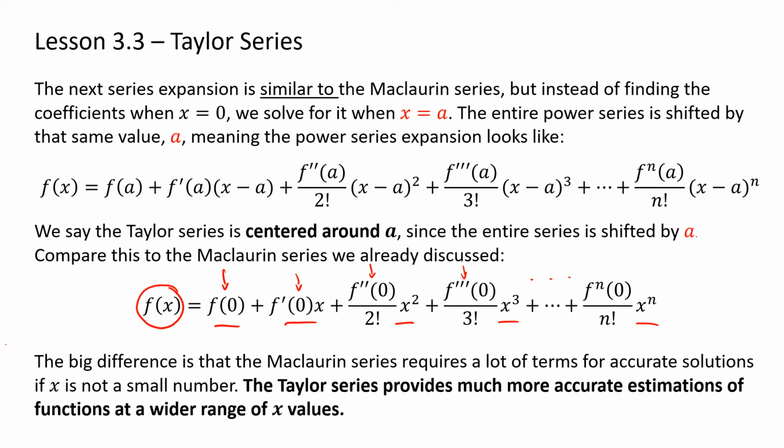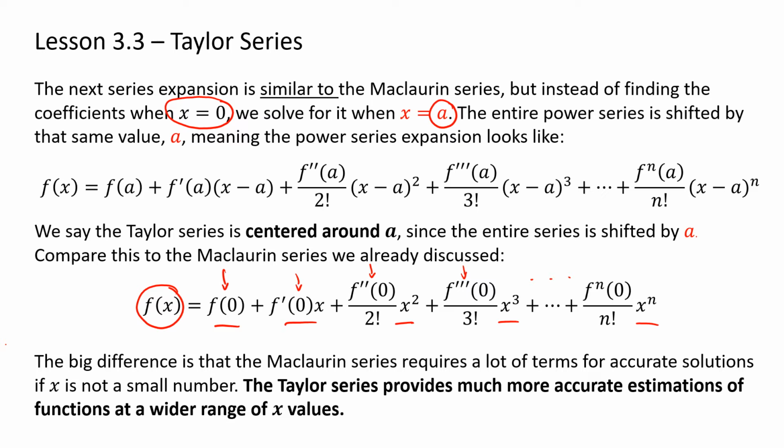The Taylor series, on the other hand, can provide much more accurate estimations at different x values. The only difference is instead of substituting in x equals 0, we're substituting in some value a. I'm going to show you both ways: the first where I provide you with what the value of a is, and the second set of examples where we use the data we have to pick an appropriate value for a.